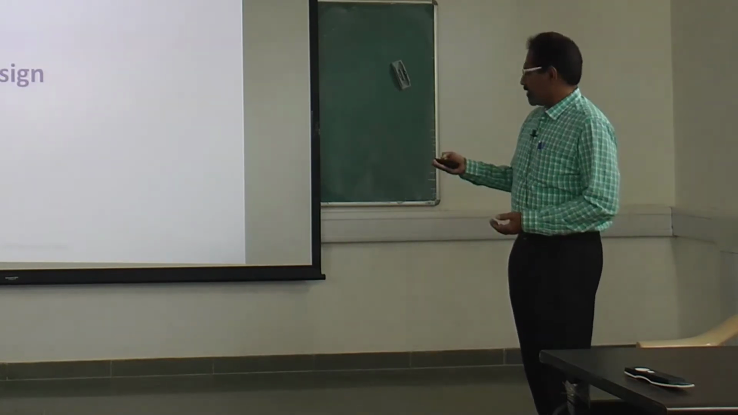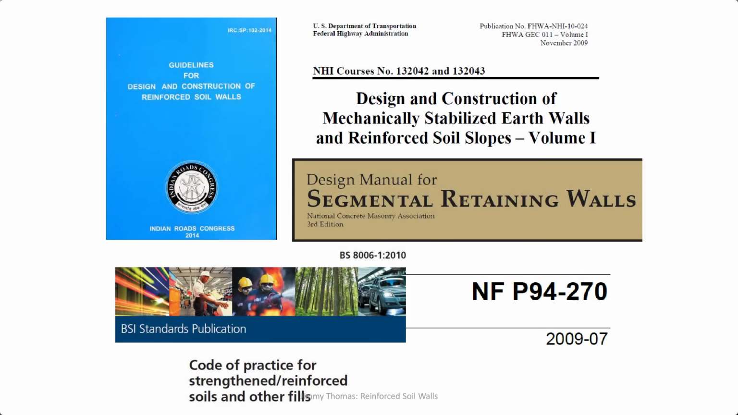Now coming to the design. Again, we have different codes actually. We have an IRC code, which is more or less based on the British standard that we call BS 8006. Then there is a Federal Highway Administration code. There is an NCMA code, this is from the USA, National Concrete Masonry Association. This is only for segmental retaining walls, that means walls which use segmental blocks as the facing. This is the French code. Again, different countries have different codes. These are some of the most important.